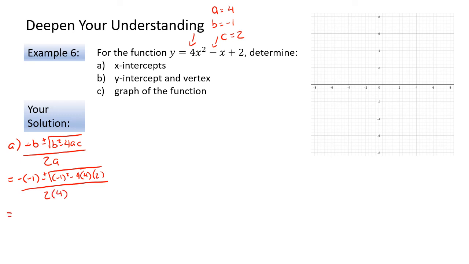Simplifying this, we get -1, so 2 negatives make a positive, +1, plus or minus the square root of -1 squared is 1, minus 4 times 4 is 16, times 2 is 32. So 1 minus 32 is -31, and that's divided by 2 times 4, which is 8. So we can see here, you can't take the square root of a negative number.